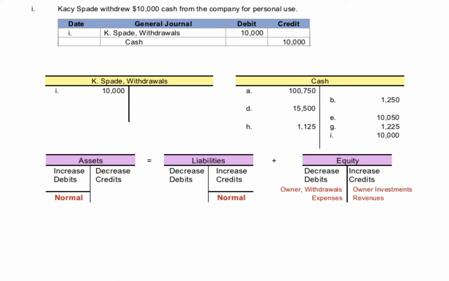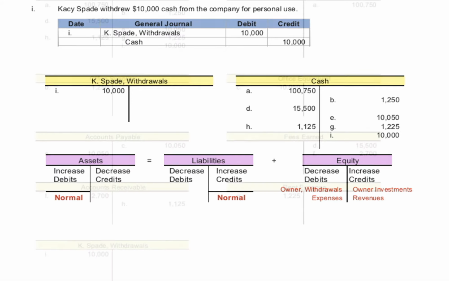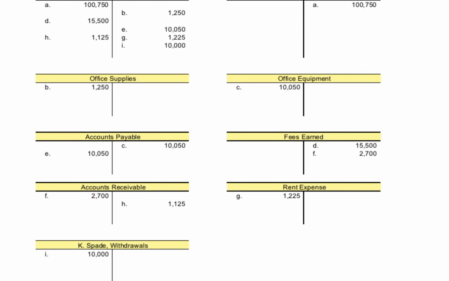I'm sorry, I keep doing that with the final part of that going on the T-chart. Okay, so the next step would be looking at all of these and making sure all of these are in the T-charts. This would be what would be considered posting to the ledger.